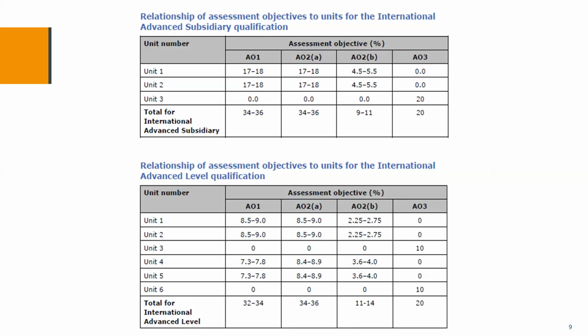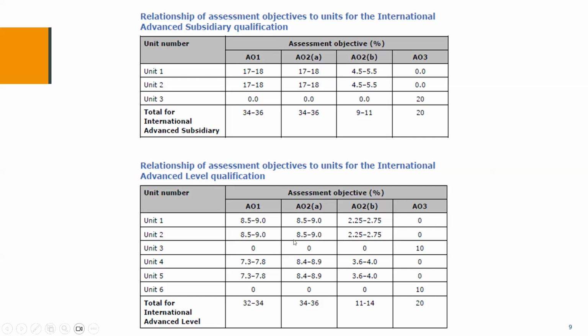If we break that down still further, you can see here shows the weighting of the assessment objectives in the IAS and the full assessment IAL qualifications. Not going into great detail of the tables, these tables are within the specification, but it is just worth mentioning that there's slightly more emphasis on application and correspondingly less on recall in the full A level.